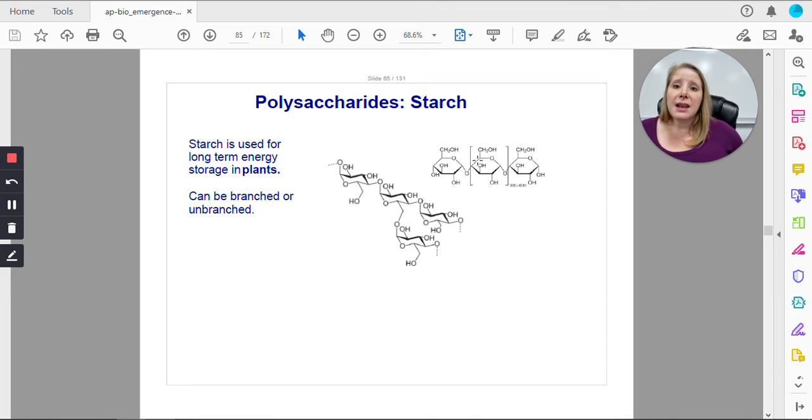And then if it doesn't use it, because it does need to use its own sugars to work, it's going to store it as a starch. And then when we eat it, we can break down that starch and utilize the glucose in that. And they can be branched or unbranched. This one is an unbranched, nice straight line. This one is branched. It's branched off, making a more complex structure.